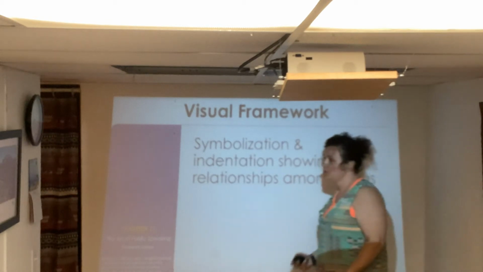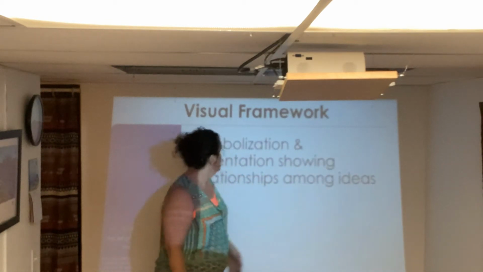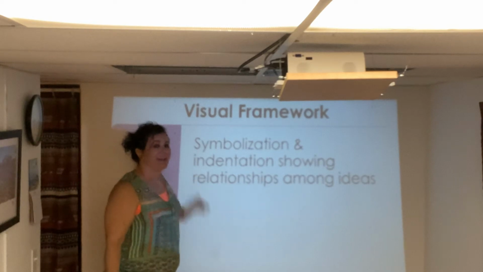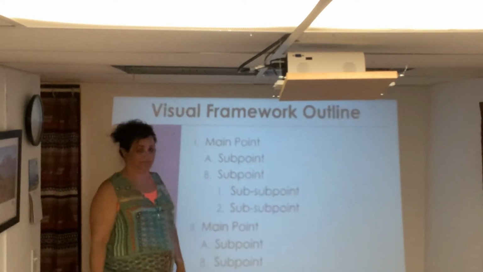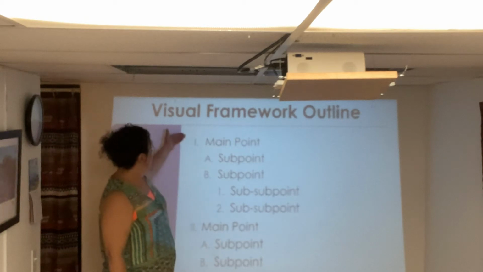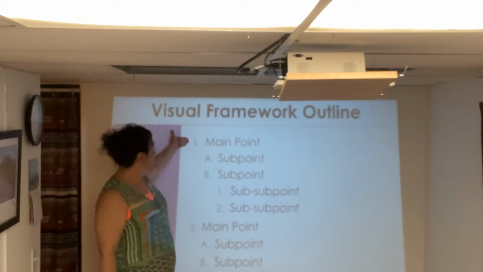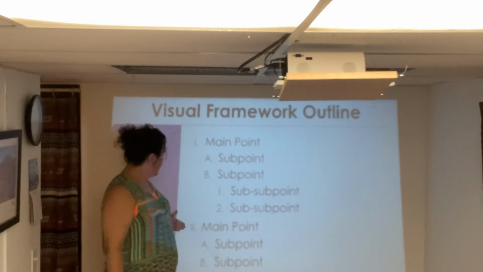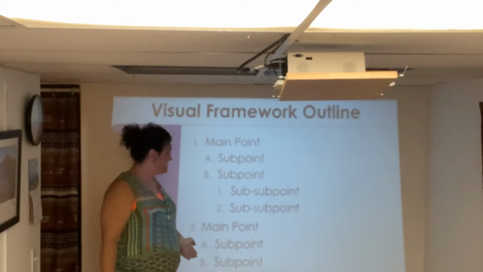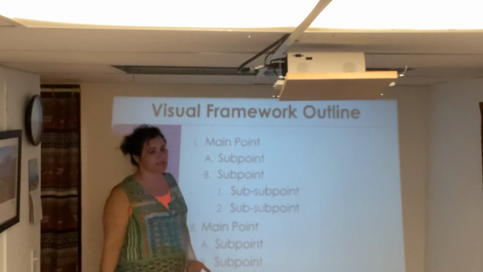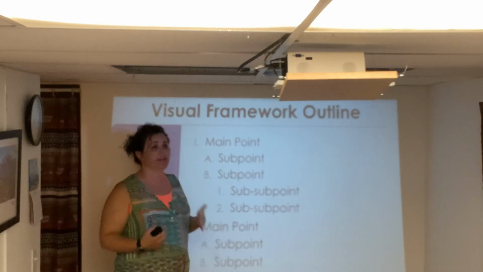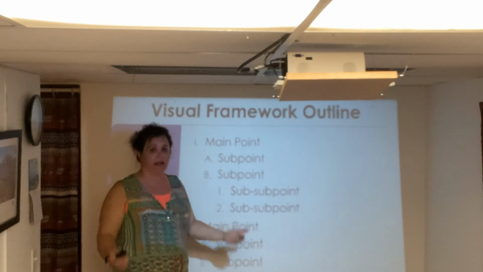This sort of sets the visual framework for your speech. You have symbolization and indentations showing the relationship among ideas. That's what makes it an outline. As it shows here, you have a main point, subpoints, and sub-subpoints. Another main point, subpoint, subpoint. For me, I'm not as concerned if you have an A and a B, a 1 and a 2. What I really want to know is, when you're giving the speech, have you balanced things out?